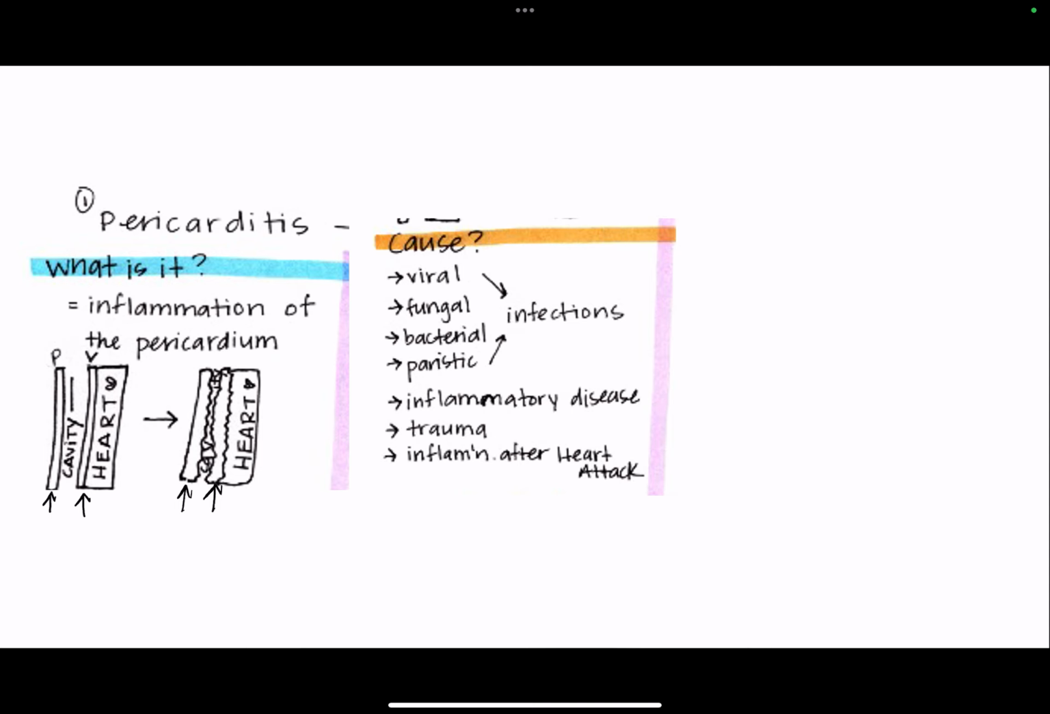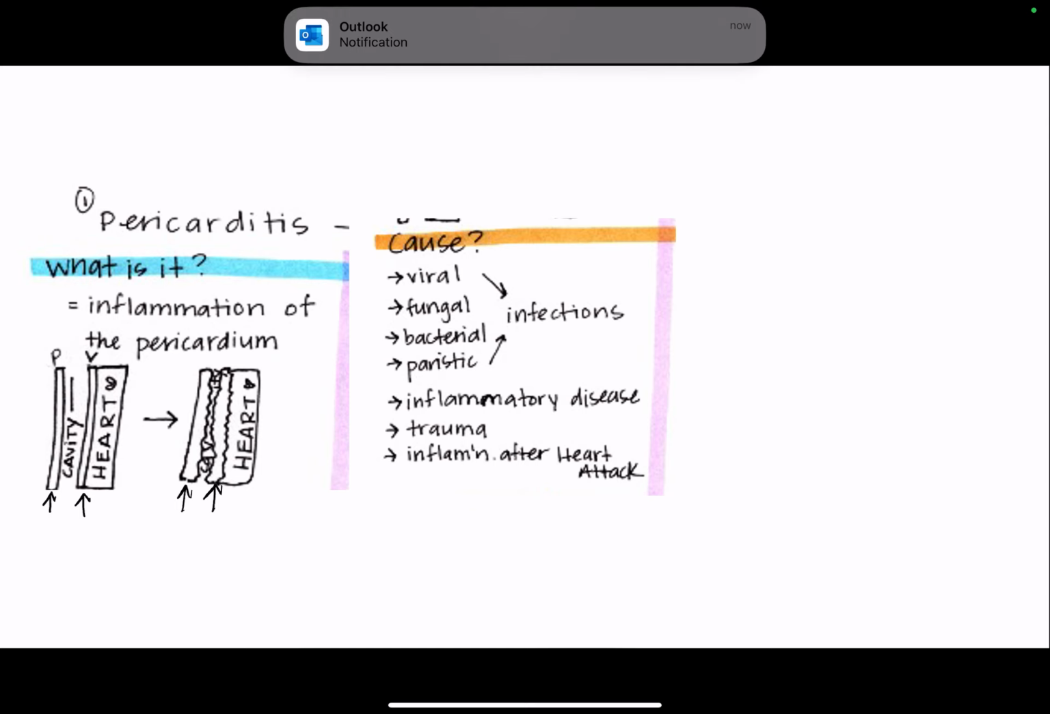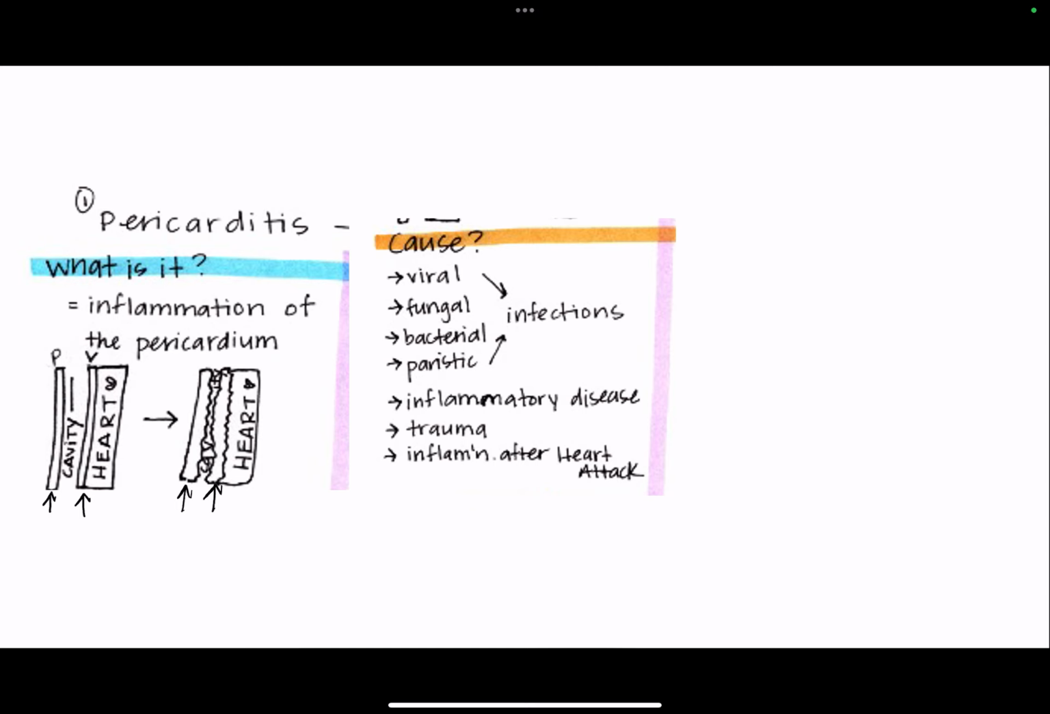And so causes of inflammation of the pericardium include viral infections. COVID-19 was associated with pericarditis. Fungal infections, bacterial infections, also parasitic infections. All of these things can cause pericarditis. Inflammatory disease, trauma to the heart, or inflammation after a heart attack. All of these different things can cause pericarditis.